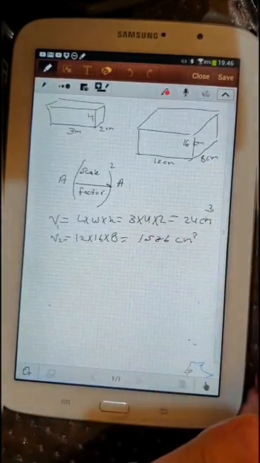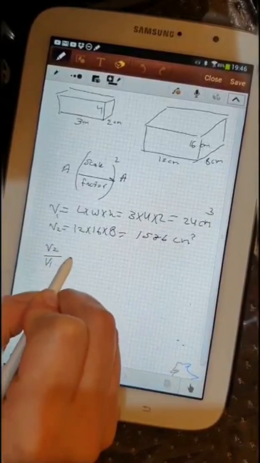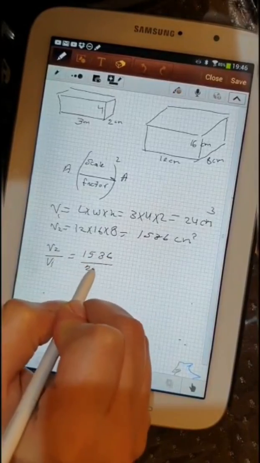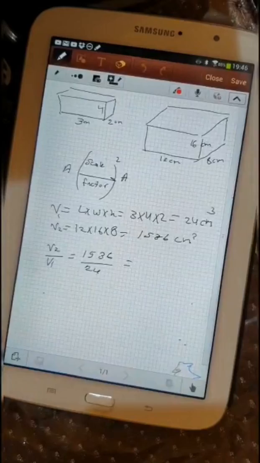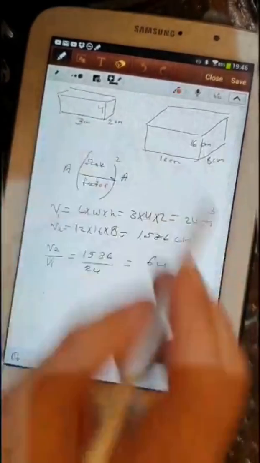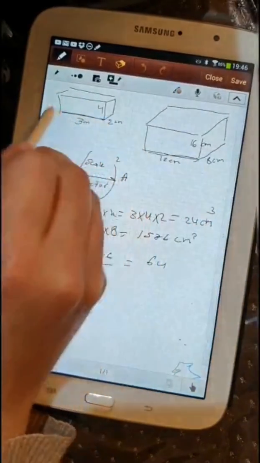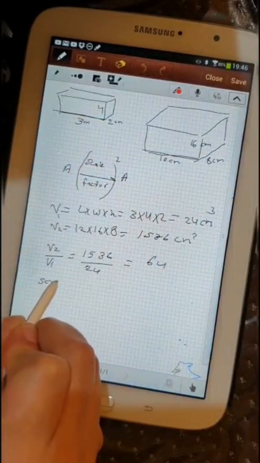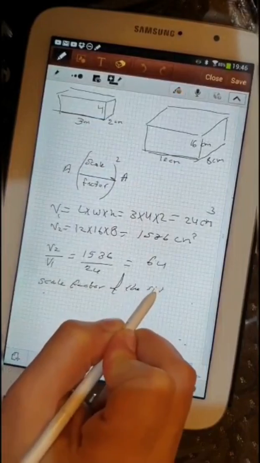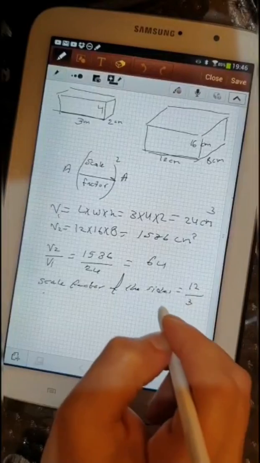Now I need to compare the two volumes together. If I say volume 2 over volume 1, I'm going to get 1,536 divided by 24, which is equal now to 64. Then I need to find the scale factor of the two shapes. The scale factor of the two shapes will be, let's say, a side over another opposite side. So the scale factor of the sides equals 12 over 3, which is equal to 4.